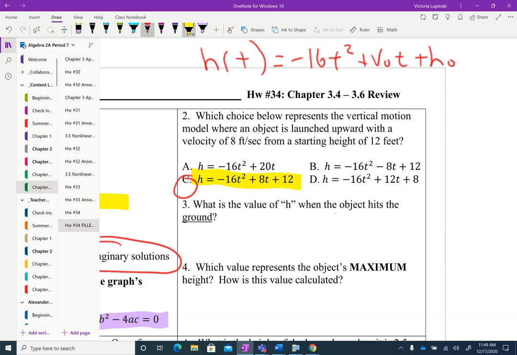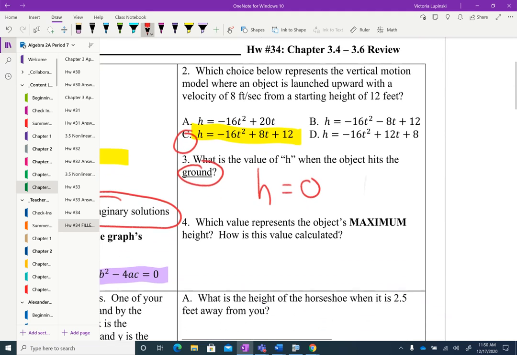Okay, without actually even solving the problem, let's say that I did give you a vertical motion model and I asked you to find how long it takes for the object to hit the ground. What is the value of the height when an object hits the ground? 0. Remember, hitting the ground, hitting the water. When does the object stop? That all just means that the height is equal to 0. Once you set the equation equal to 0, you can either solve it using a graphing calculator, or you can solve it using the quadratic formula or factoring.